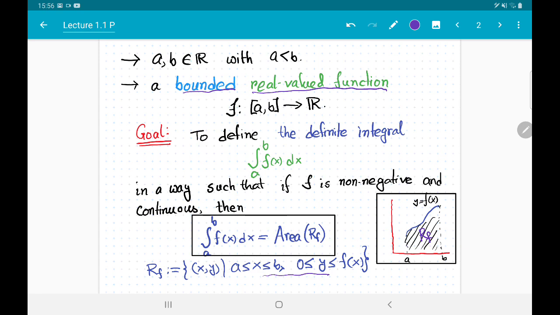Now let's go forward. Our goal is to make sense of this definite integral which is given here, and we would also like to have that the integral of f(x) as x runs from a to b is the same as the area of the shaded region. Now what is the first step that we used in order to calculate the area of this region? First, we divided the base of the region into several parts. This leads us to the notion of partitions of an interval.